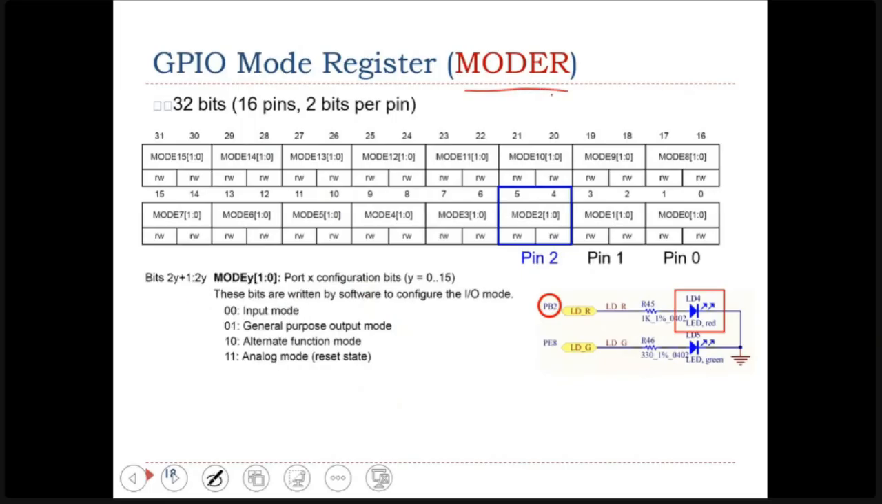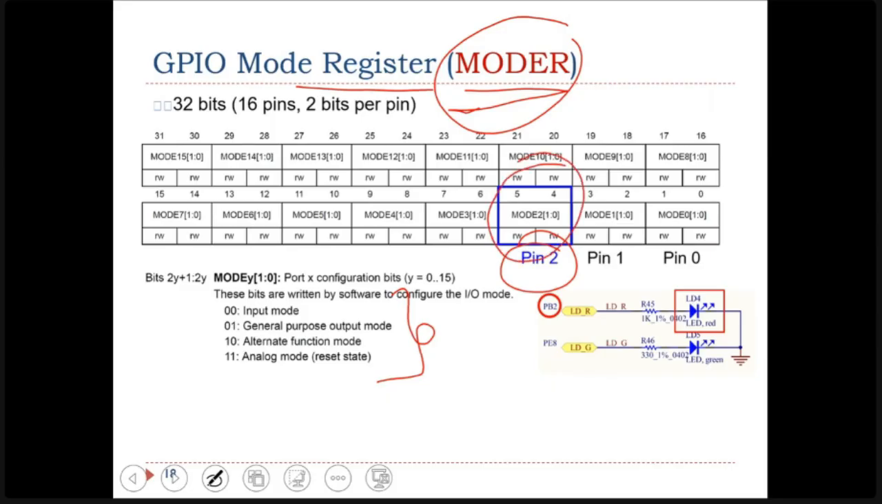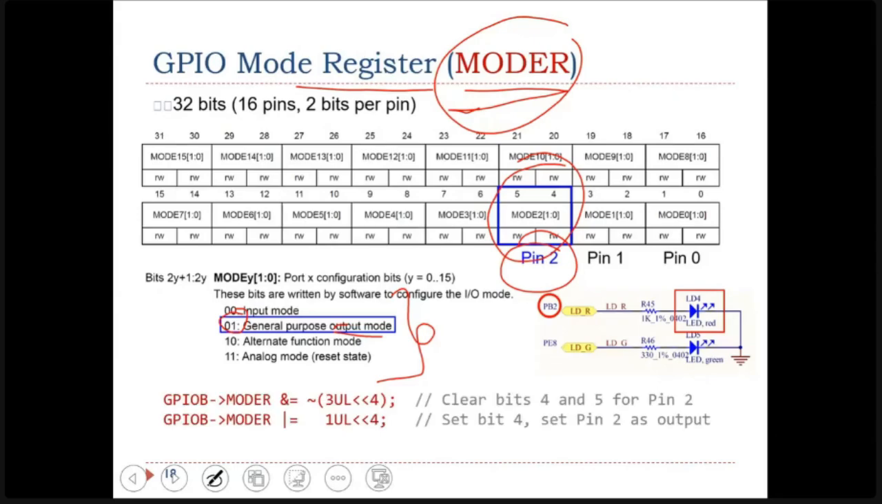It is through the MODER register. This mode register controls the functionality of the pins. So for this example, we want the pin to be in the output mode. And which pin are we talking about? We're talking about pin 2. You can see the mode register actually has 32 bits, and 2 bits are reserved for each pin, because you need 2 bits to represent the 4 different modes. We're talking about pin 2, so we're concerned about bits 4 and 5. And these bits 4 and 5 should actually be 0, 1, because 0, 1 represents the output mode. How do we make it 0, 1? Using these 2 lines.